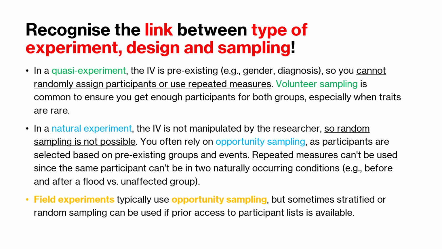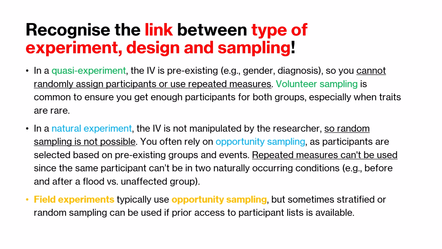Sometimes they're going to ask questions about a certain setup experiment, expecting you to understand that certain conditions are not possible with certain types of experiment. For example, in a quasi-experiment, because the IV is pre-existing, you can't randomly assign participants and you can't use a repeated measures design. You also are most likely to have to use a volunteer sample, because if you take a random sample, you might end up with, for example, people of only one gender or no one with a mental health diagnosis. So that's one thing to look out for.